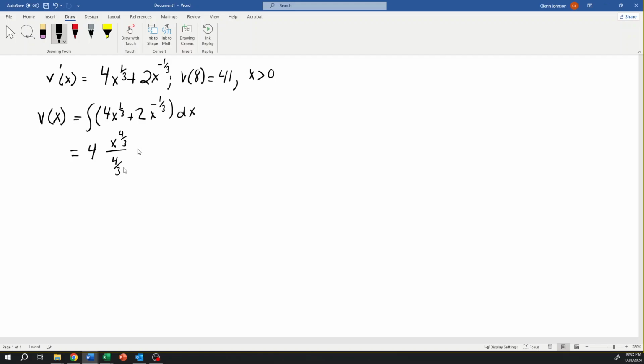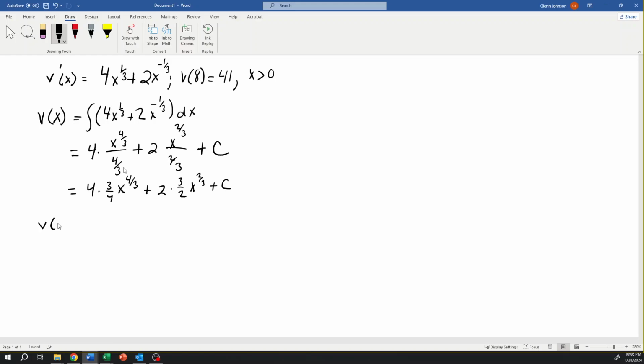For the second term, you've got 2 times x to the 2/3 power, adding 1 to negative 1/3 gives you 2/3, divided by 2/3, plus c. Now we clean this up a little bit with dividing by the fractions. It's the same as multiplying by the reciprocals. So that's 4 times 3/4 x to the 4/3 power plus 2 times 3/2 times x to the 2/3 power plus c.